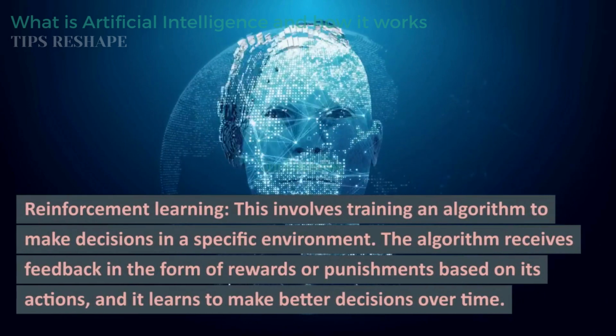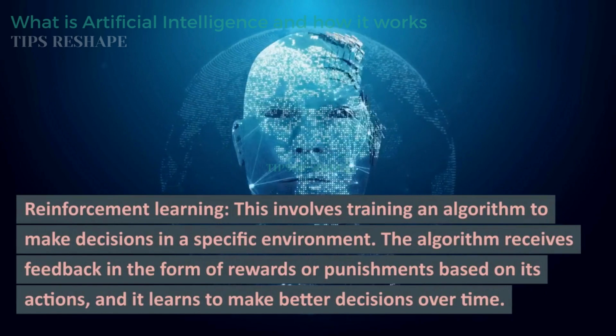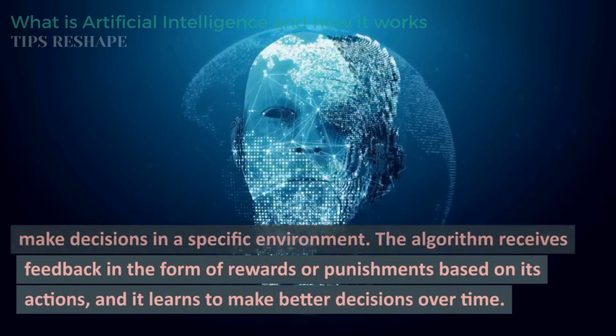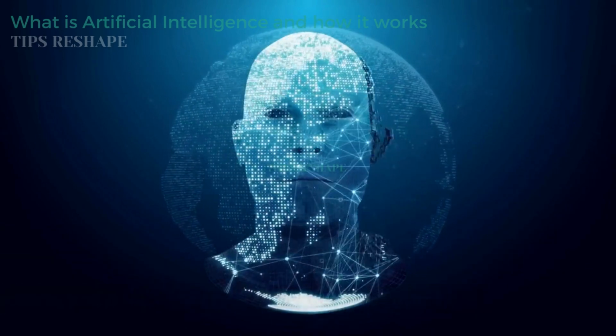C. Reinforcement learning. This involves training an algorithm to make decisions in a specific environment. The algorithm receives feedback in the form of rewards or punishments based on its actions, and it learns to make better decisions over time.